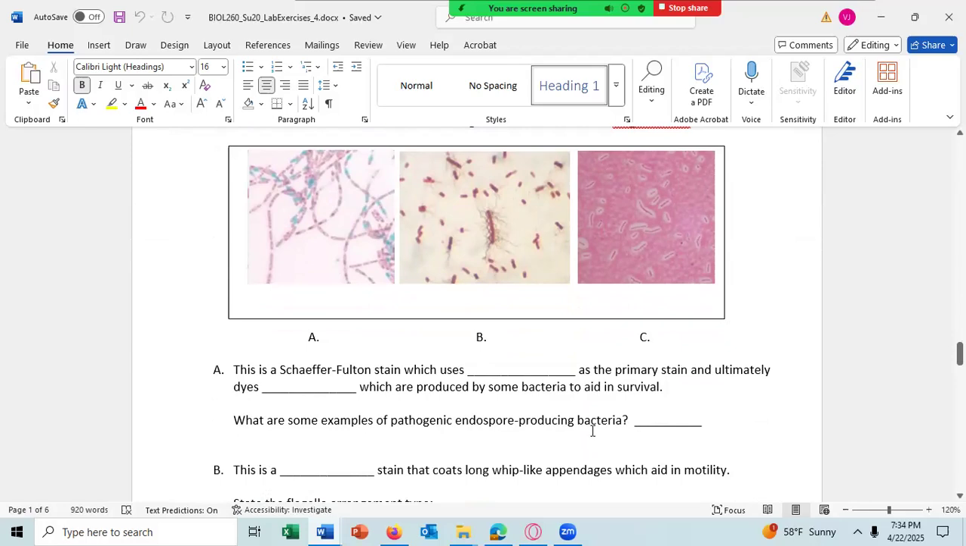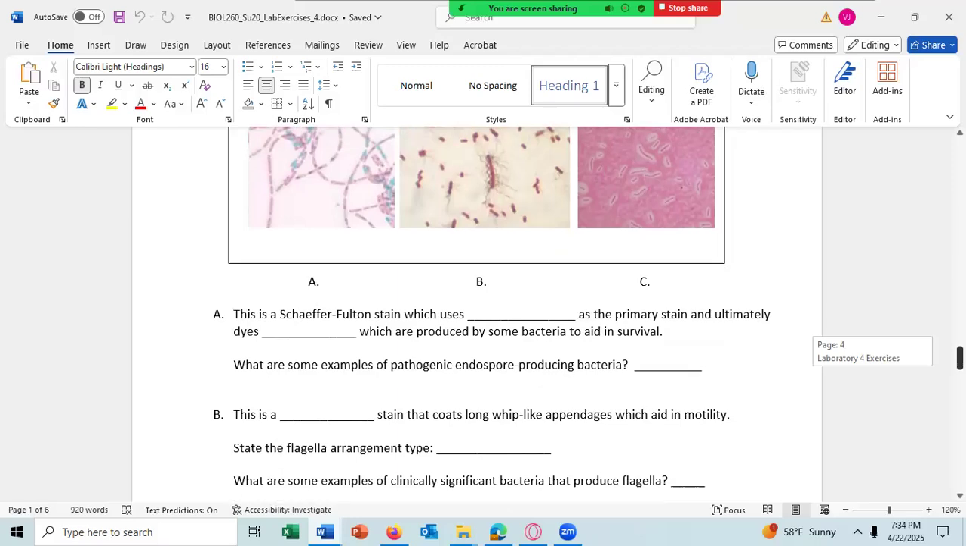And then for 5A2, what are some examples of pathogenic endospore producing bacteria? It is numbered or given in the table in the lab manual.